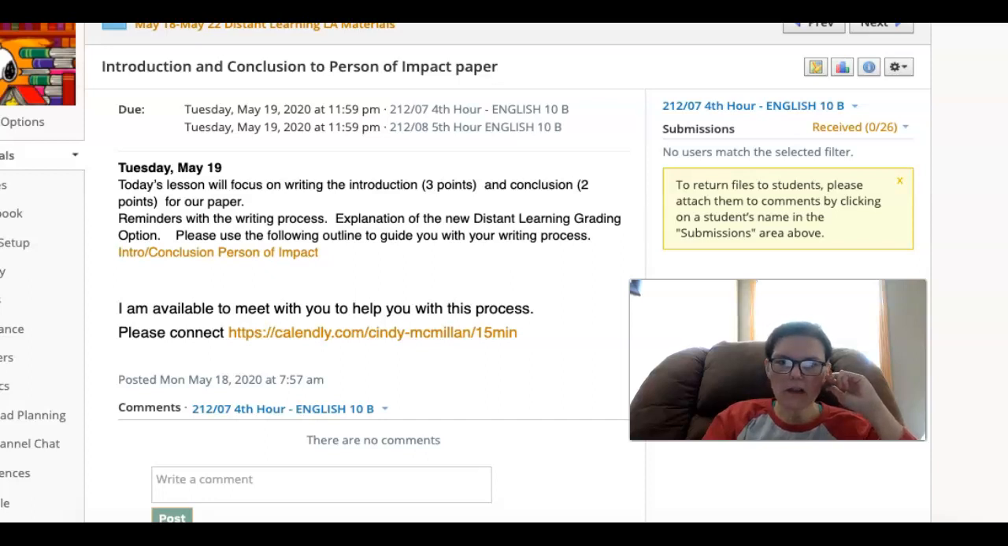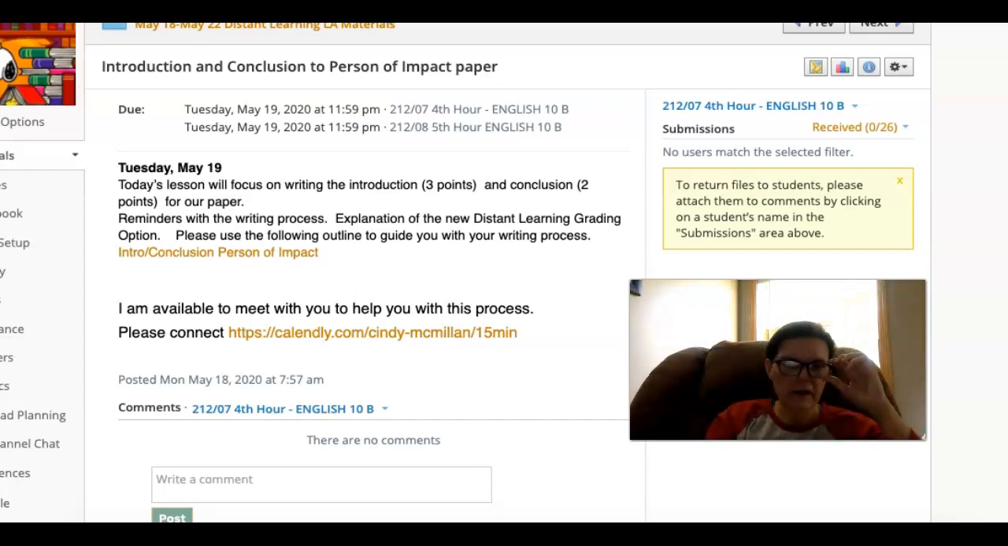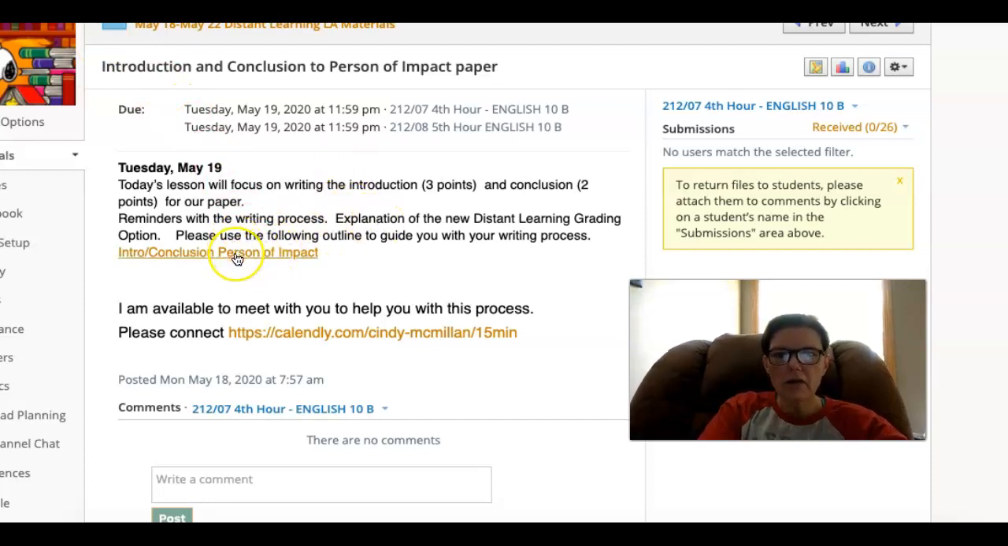So today I'm going to walk you through the introduction and conclusion. And again, I have an outline for you to follow. And once I'm done explaining that, I want to make sure I also mention the distance learning grading process. And I have some things to say about the writing process in general that I probably should have covered earlier. So you're going to click on this link and it's going to say Introduction, Conclusion, Person of Impact.